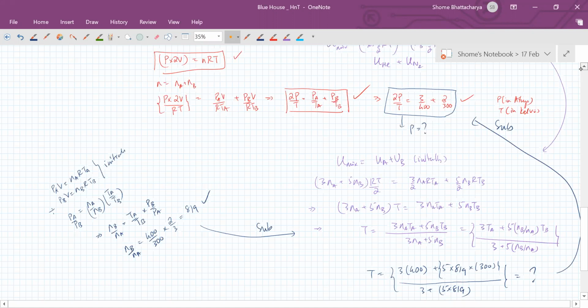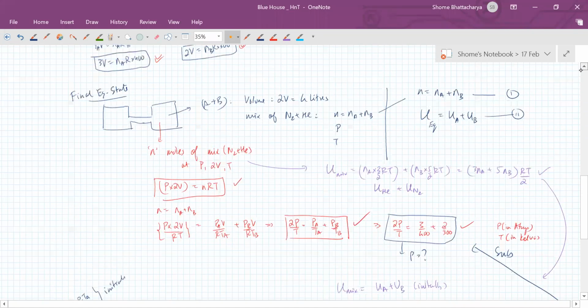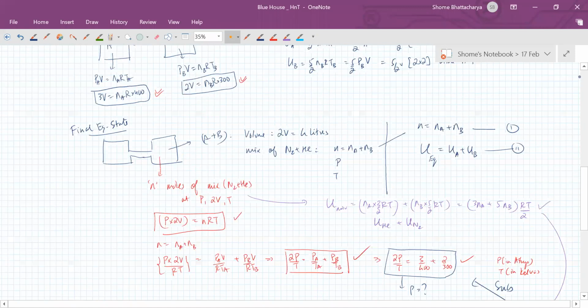Okay. So just go over the steps. I'm first taking you through the steps for the first relation, that is conservation of number of moles.